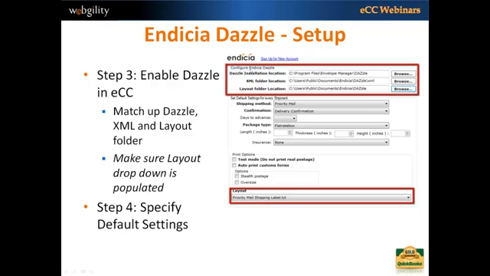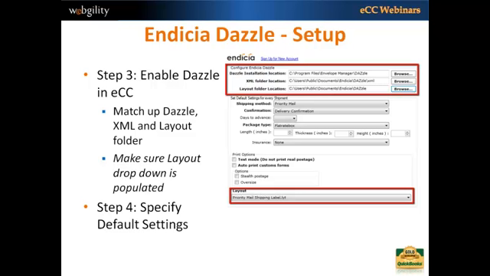As you can see on the right, the first thing I need to specify is the Dazzle installation location. Typically, Endicia Dazzle is installed under the Program Files, Envelope Manager, and Dazzle folder. And that's the folder where your Dazzle application is running from. You can simply verify that by looking at your Dazzle configuration.